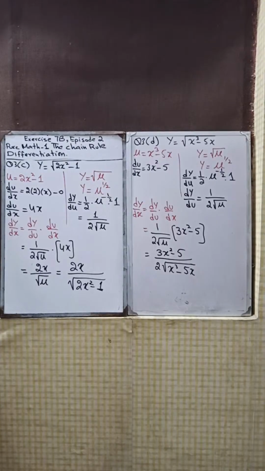We are using the chain rule to find the derivative. So this is Pure Mathematics 1. We are solving its course book. Today we are working on the second episode for exercise 7B of that book, Pure Mathematics 1. And so this is how you do question number 3, its D part.